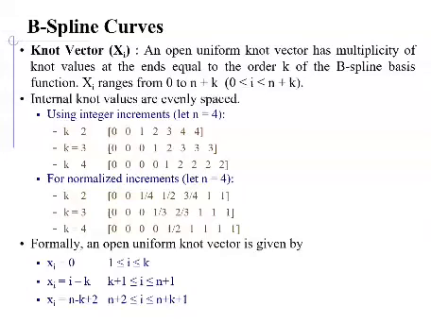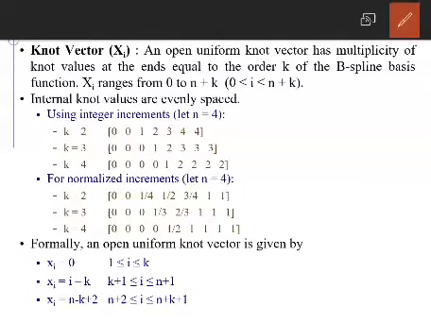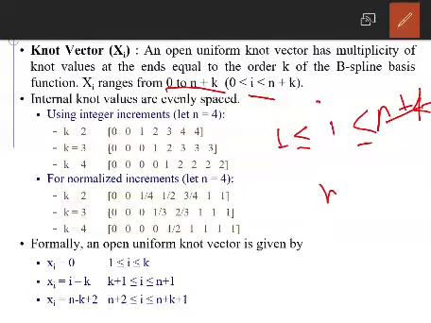Now the knot vector xi. What is the range of this xi? What is the value of i? So i ranges from 0 to n plus k, or we can say it is greater than or equal to 1 and less than or equal to n plus k plus 1. In some cases it is written as 0 to n plus k, while in some cases it is written as 1 to n plus k plus 1. So some examples are shown here.